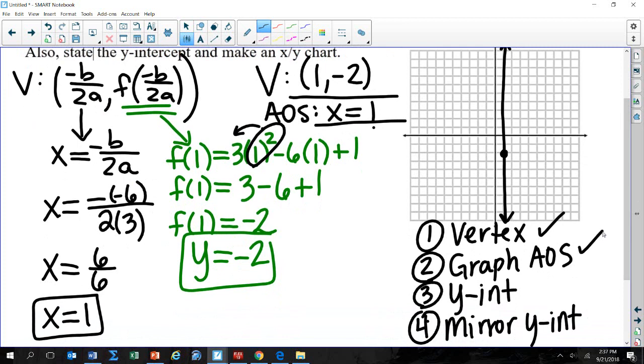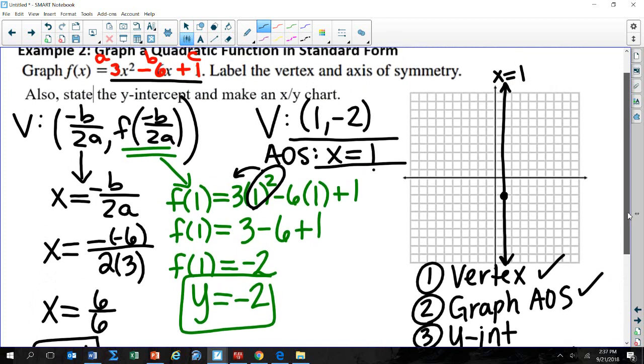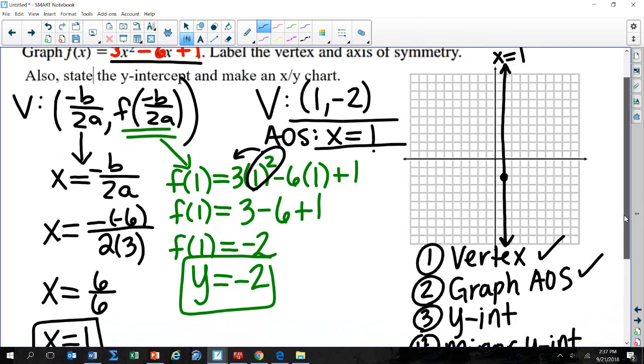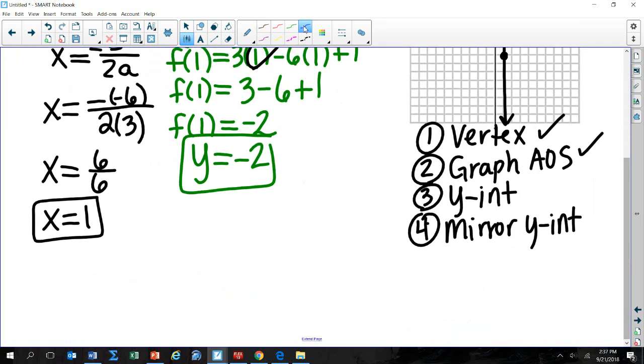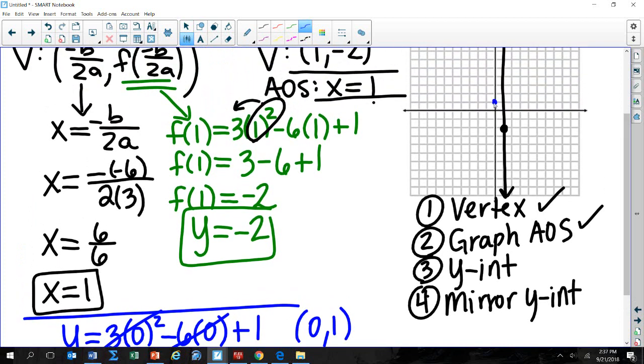Done. Now I need the y-intercept. How do I find the y-intercept? Plug in 0 for x, solve for y. Okay, so I'm going to plug in 0 for x up here. Someone read me that again. 3 times 0 squared minus 6 times 0, plus 1. Look what happened. 0, 0, 1. So my y-intercept is 0, 1. I just get 1. 0, 1 is my y-intercept.